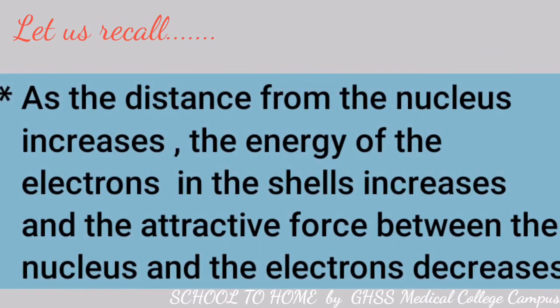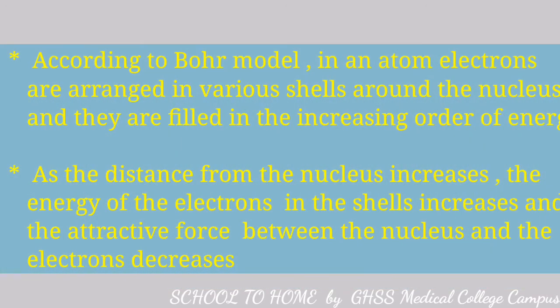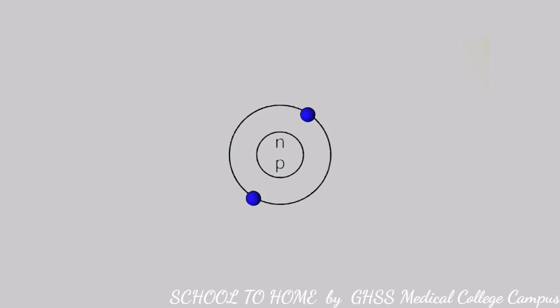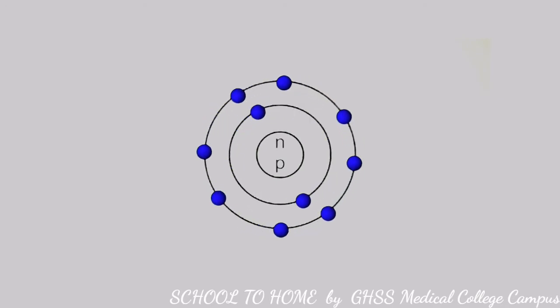And as the distance from the nucleus increases, the energy of the electrons in the shells also increases. And the attractive force between the nucleus and the electrons decreases. Now take down these 2 points in your notebook. Let us move on to the pictorial representation of Bohr's model and electronic configuration.